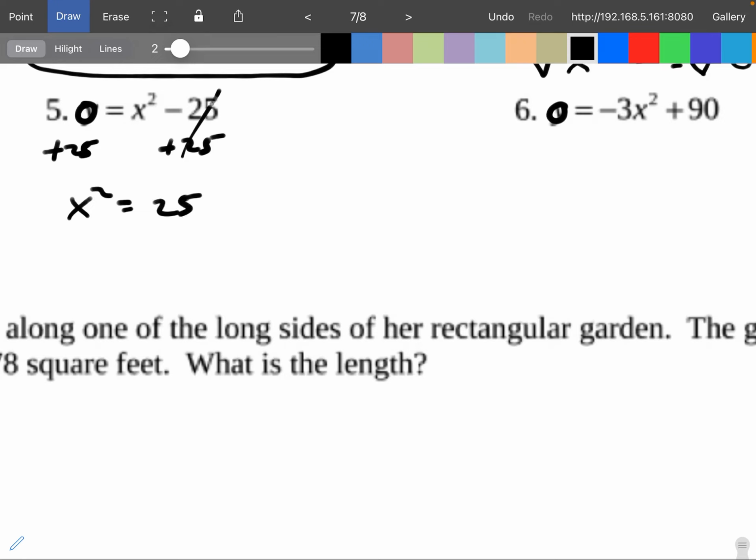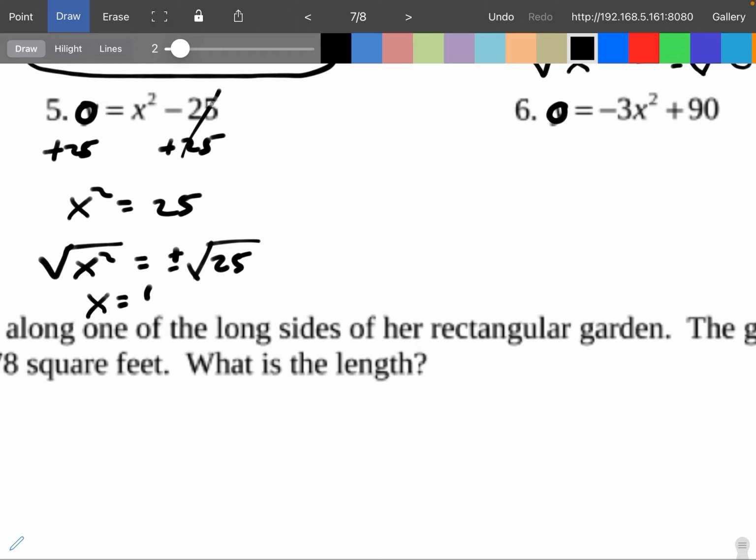So then these would cancel out on the right-hand side. So I'd have x squared equals 0 plus 25, which is 25. Now I have the variable squared all by itself, so take the square root of both sides. And again, don't forget to put the plus or minus in there, because you've got to get two answers.